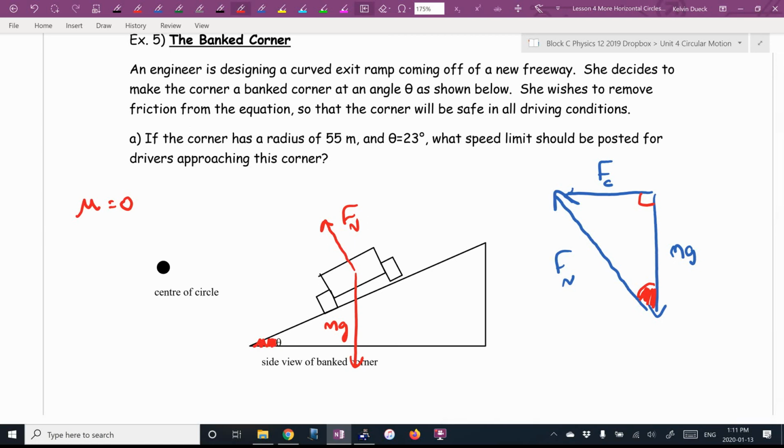mg, opposite, adjacent, or hypotenuse? Normal force, hypotenuse. FC, adjacent. Do I know the normal force? No, I mean, I could calculate, but do I know the normal force? No. Do you know which trig function I'm going to use?